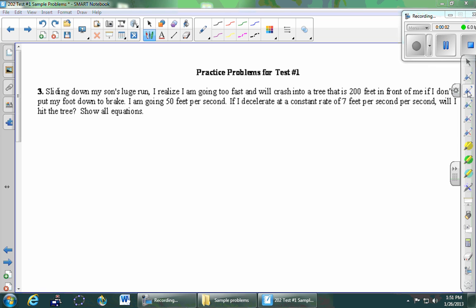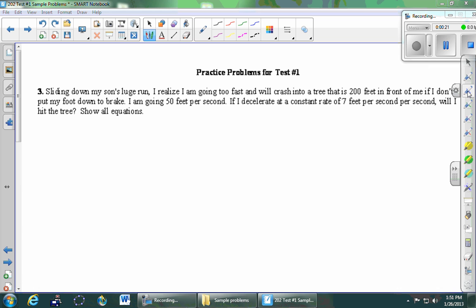This is problem number 3 on the practice problems for test number 1. Sliding down my son's luge run, I realize I'm going too fast and will crash into a tree that is 200 feet in front of me if I don't put my foot down to brake. I'm going 50 feet per second. If I decelerate at a constant rate of 7 feet per second, will I hit the tree?